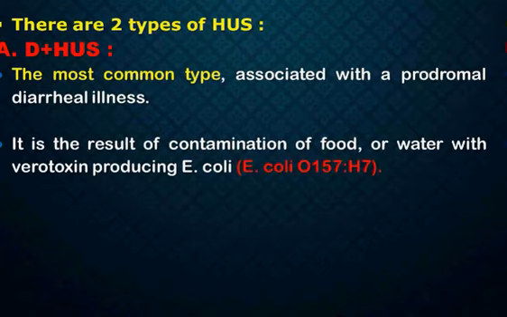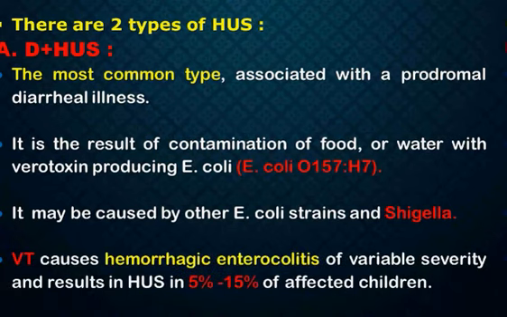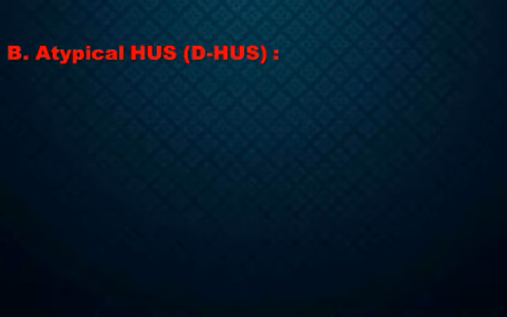This causes invasive enterocolitis, but it may also be caused by Shigella, which has what's called Shiga toxin. The verotoxin produced by this certain strain of E. coli causes hemorrhagic enterocolitis, invasive, with variable severity, and results in HUS in 5 to 15% of affected children. This is a high ratio of HUS caused by the hemorrhagic E. coli.